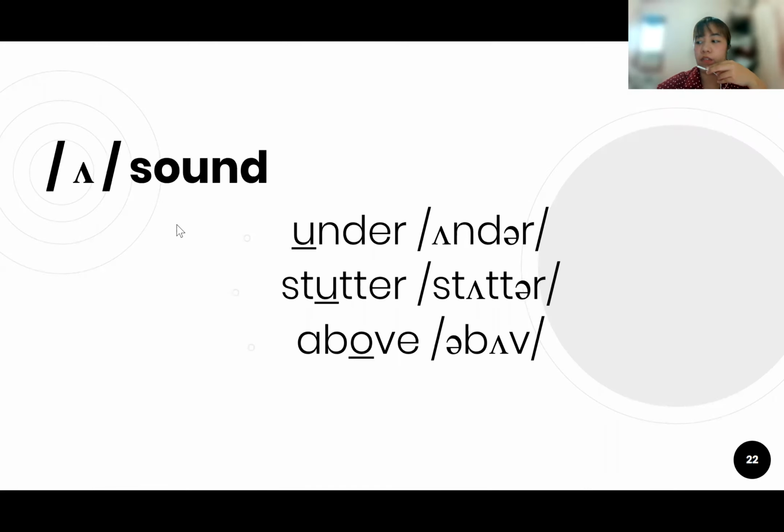Okay, so for example, we have the following words: under, stutter, above. We are already done explaining above, so we have other words to compare. Under. In the word under, you have two syllables, un and der. Our stressed syllable in under is on the first syllable, as you can see. Under, not under. So it's under.